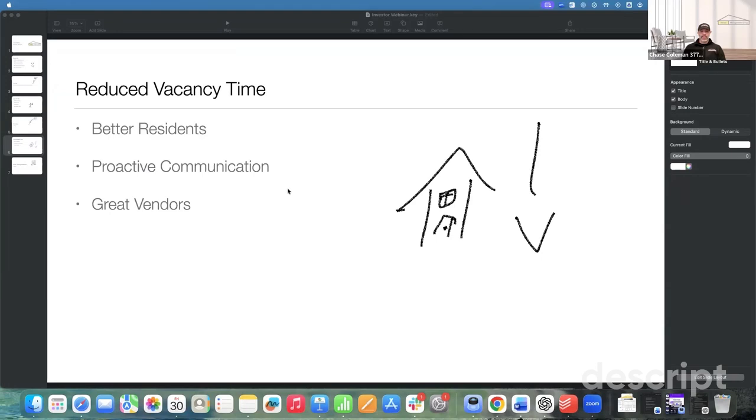So I think to answer the question, it depends on what type of property and where your property is. If it's in a lower-class area, I would loosen up those criteria, if that makes sense. So yeah, great question.